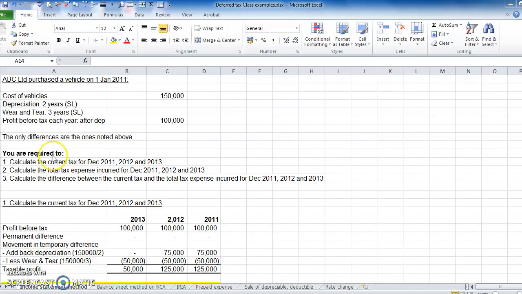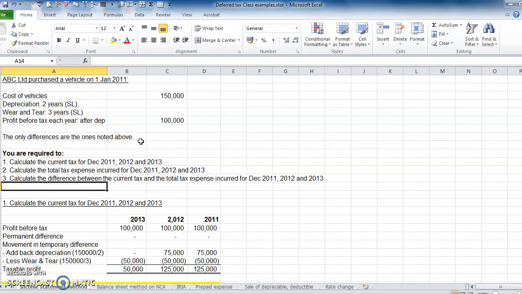The example says APC Limited purchased a vehicle on the 1st of January 2011. The cost of the vehicle is 150,000. Depreciation for accounting purposes is 2 years. Wear and tear for tax purposes is 3 years. Both are straight line method. The profit after tax for each year after depreciation has been taken into account is 100,000. The only differences are the ones that are noticed above.